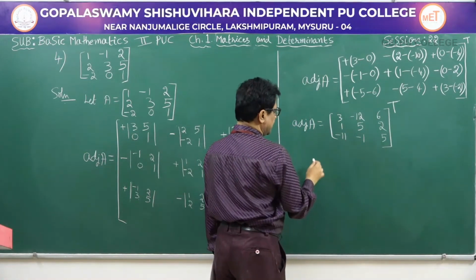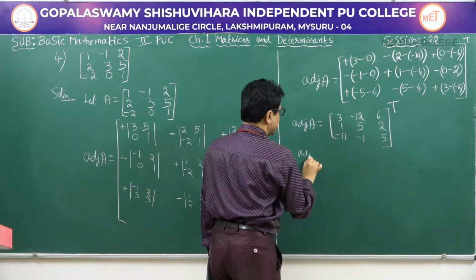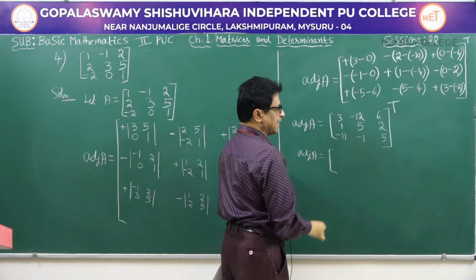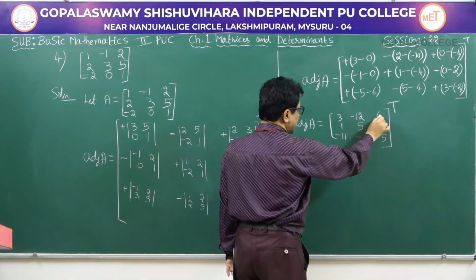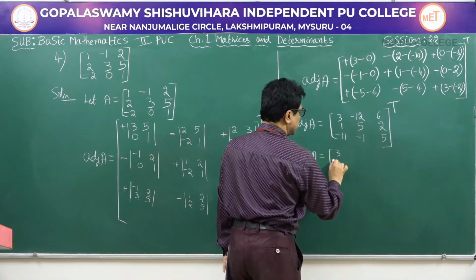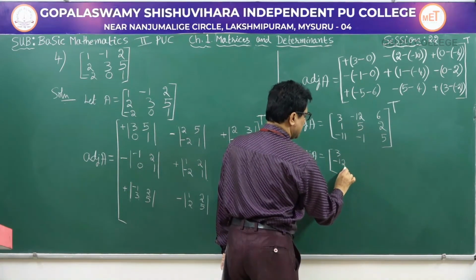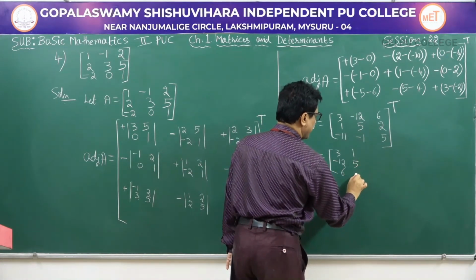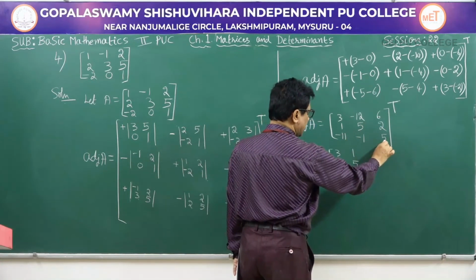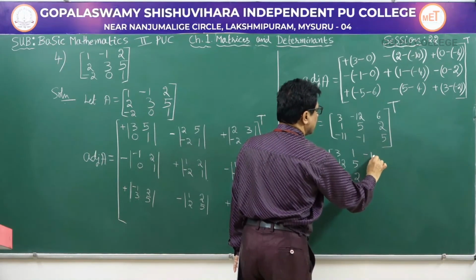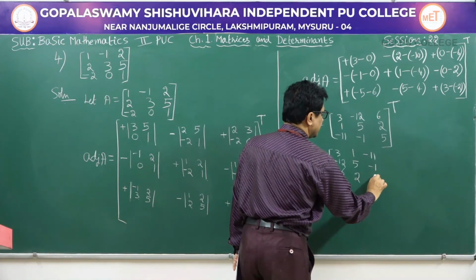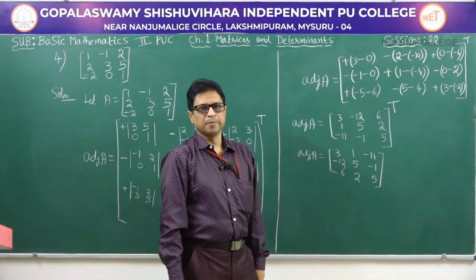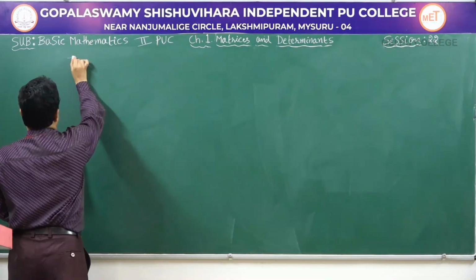After the simplification, in the last step you have to take the transpose of this matrix. So the first row becomes first column: 3, minus 12, 6. Second row becomes second column: 1, 5, 2, and the third row becomes third column: minus 11, minus 1, 5. That completes this problem.